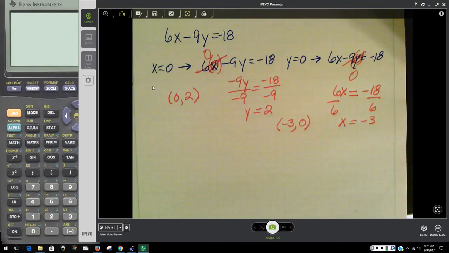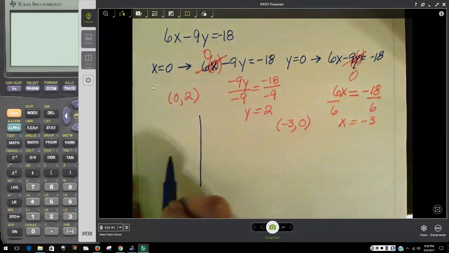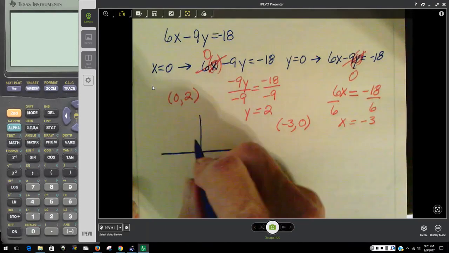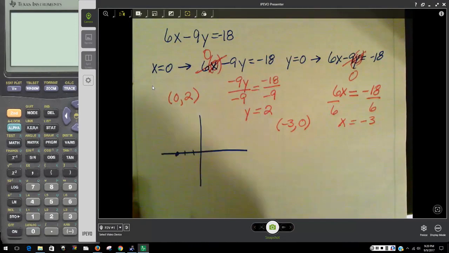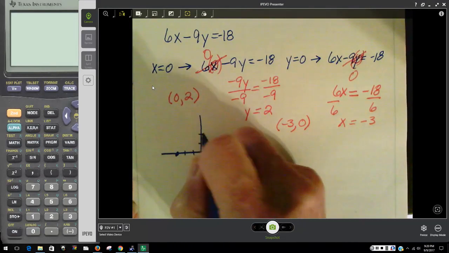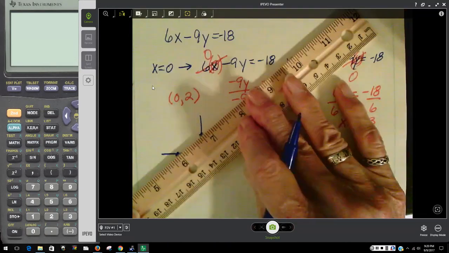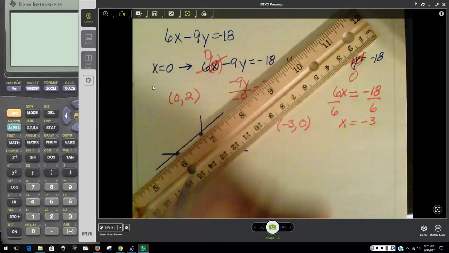So one way to graph that equation would be to plot those 2 points. Negative 3, 0, 1, 2, 3. And 0, 2, 1, 2. And draw a line that connects the 2 of them, if you're going to do this on pencil and paper. And there's your graph.